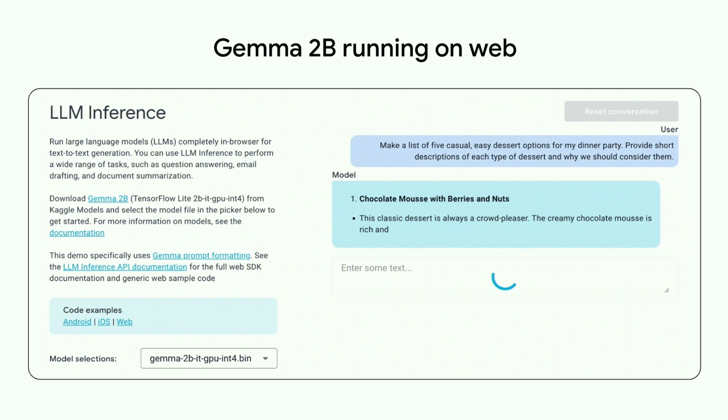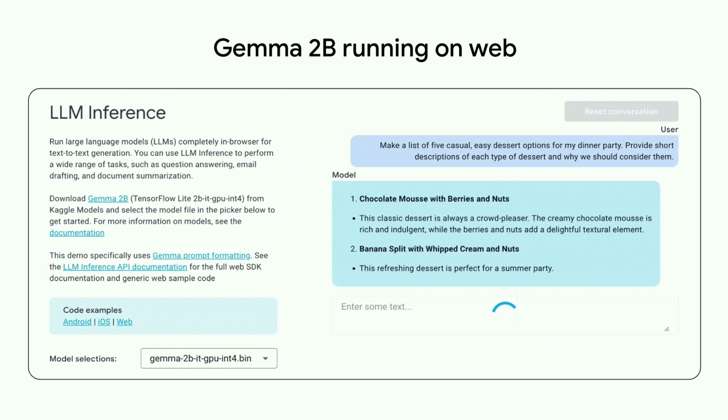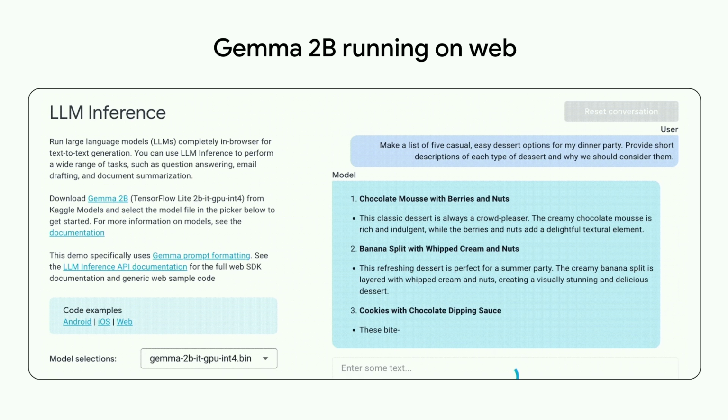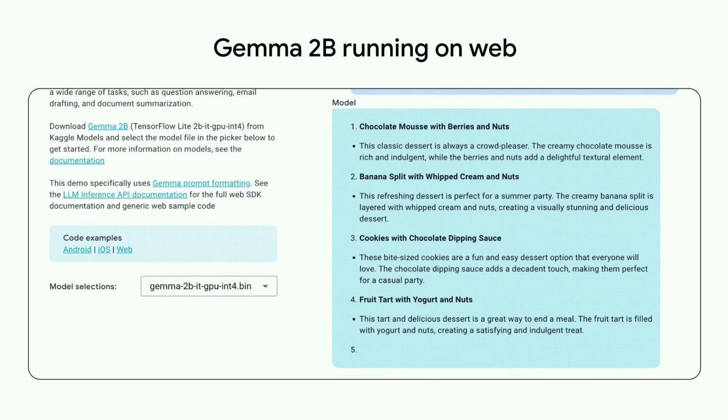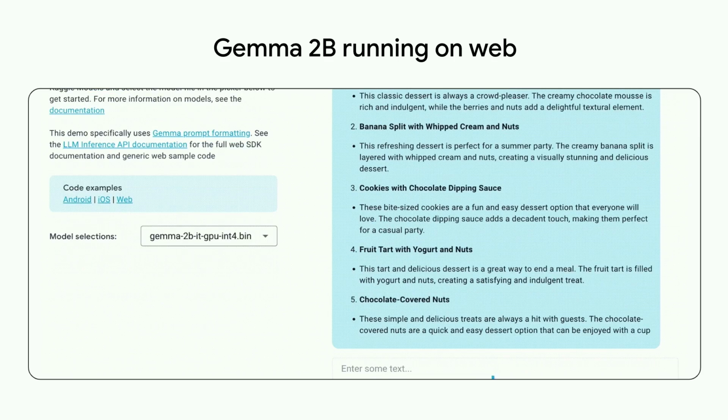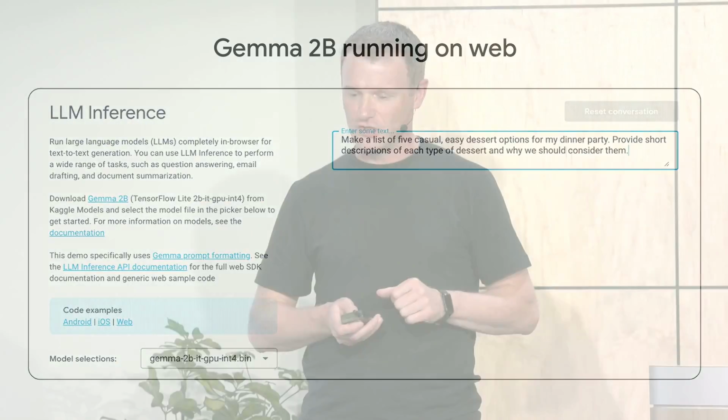Now, this is all running fully locally in the browser, and it's fast. And that's because it's accelerated on the computer's GPU through WebGPU. And that makes it fast enough to build pretty compelling, fully local web applications.